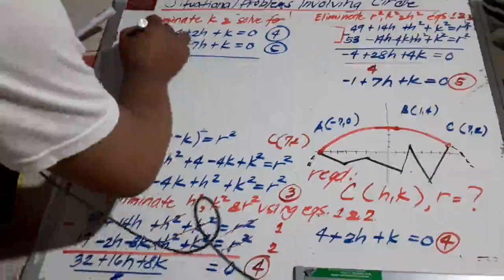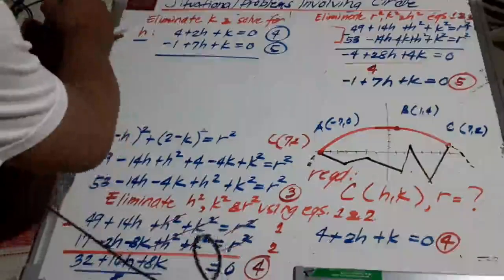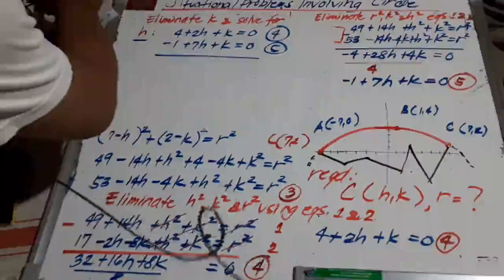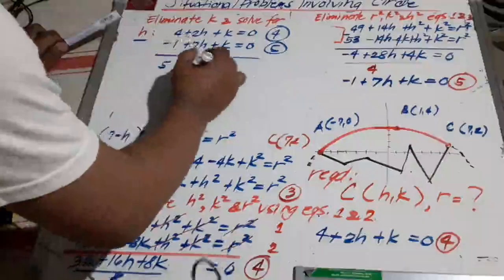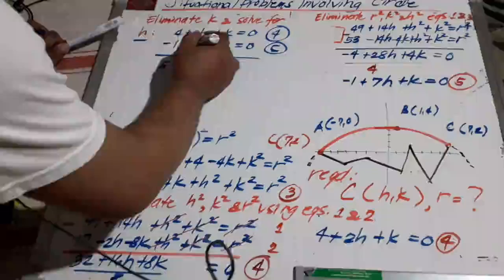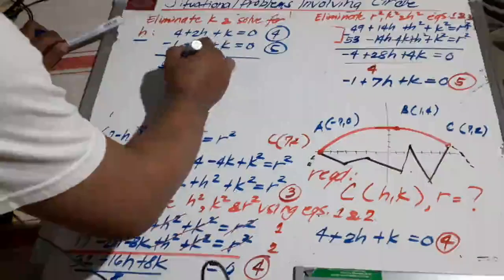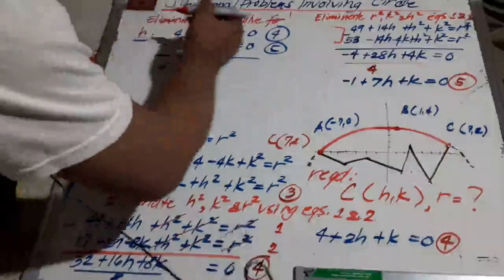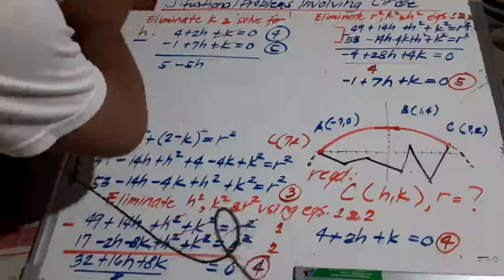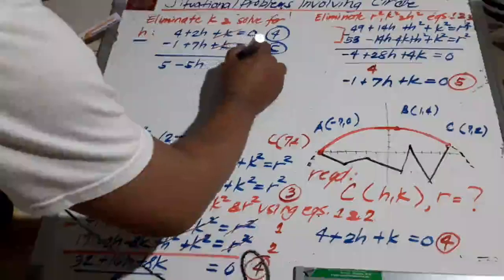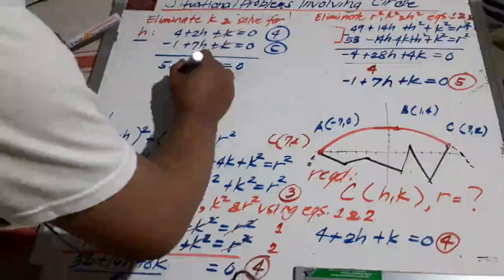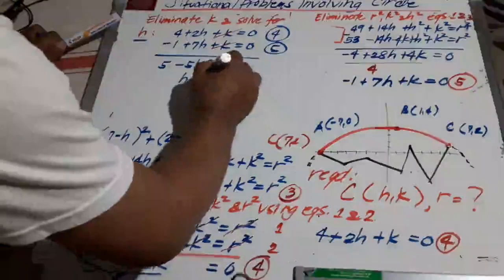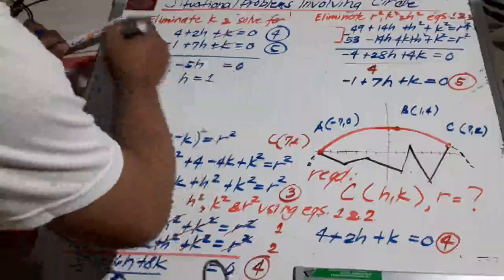Then, we subtract. So, pag sinubtract yung dalawang equations, 4 minus negative 1 is positive 5. 2H minus 7H is negative 5H. And K minus K is 0. So, therefore, 5 minus 5H is equal to 0. Therefore, H equals, transpose, negative 5H divided by 5. Therefore, H equals 1. So, ito na yung value ng ating H.